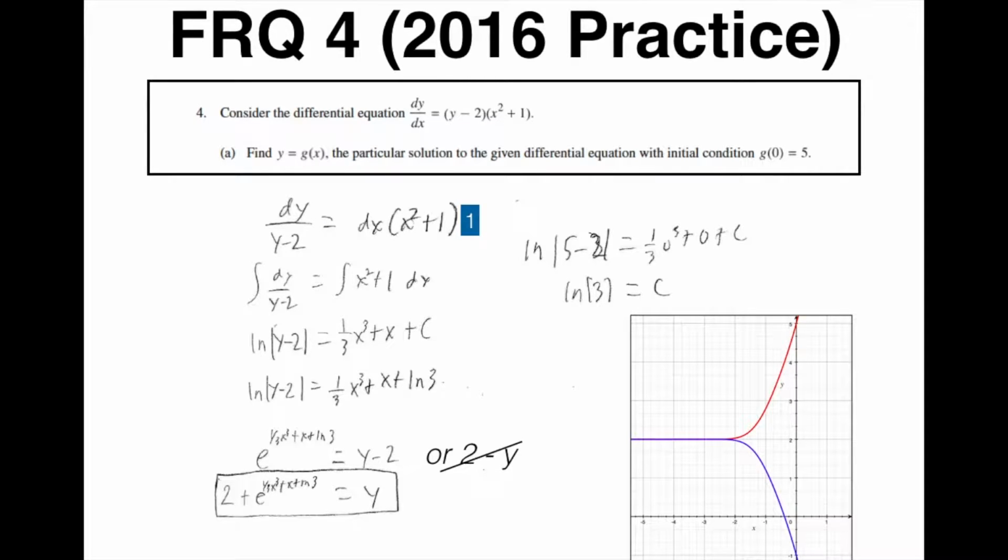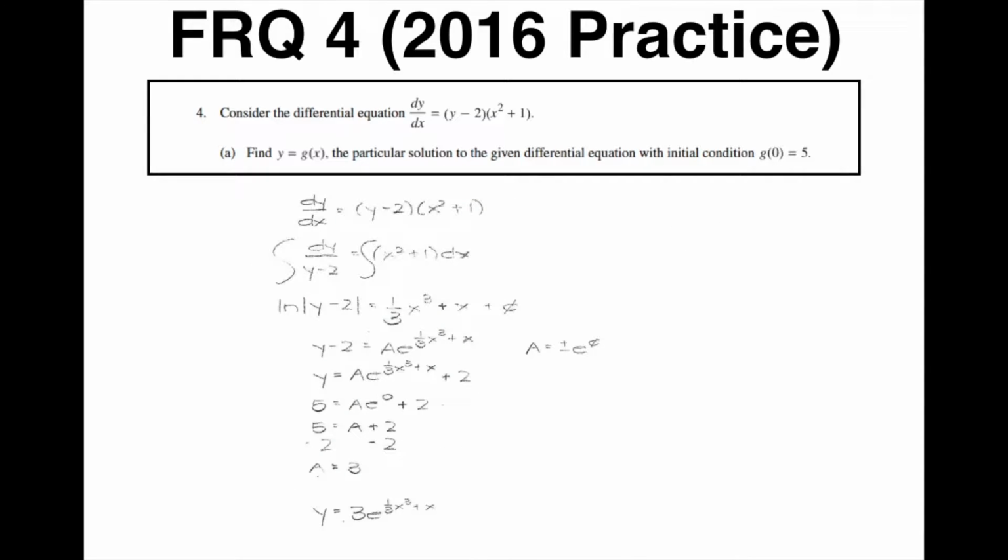Points: 1 point for separating the variables, 1 point for each integral, 1 point for finding the constant of integration, and 1 point for reaching y equals explicitly. Nice work, even though there's a little ambiguity here, and the second student will do a much better job of showing his or her work in this particular case.